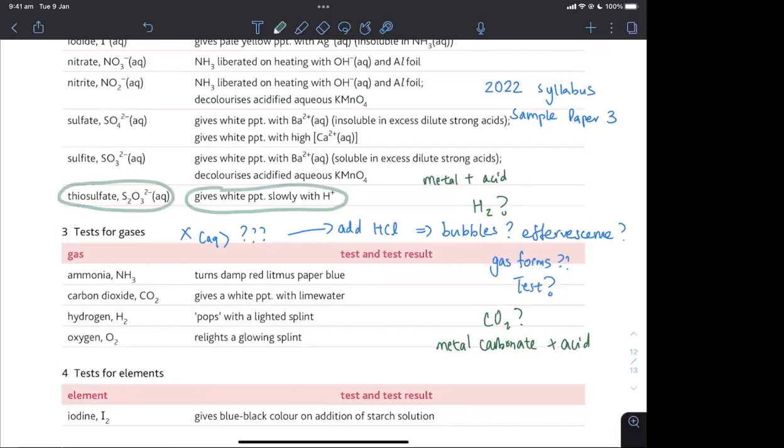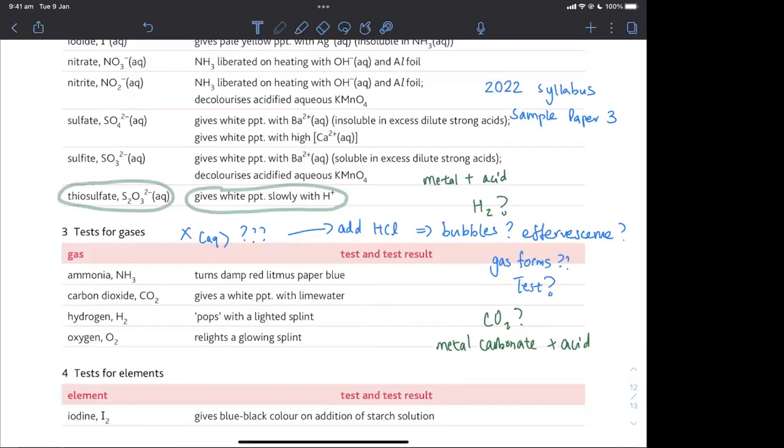Now, what else could they ask you to do this? They could ask you to add some, I don't know, what do they do? Add some thiosulfate. So you see, I'm going the other way around. I am not identifying the thiosulfate. I'm identifying, no, that doesn't work.